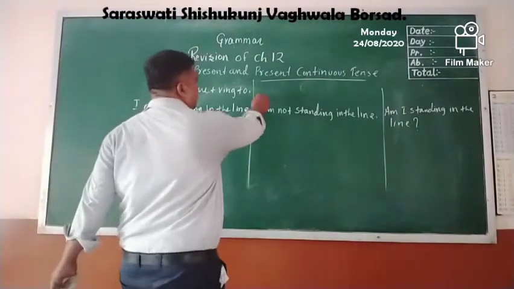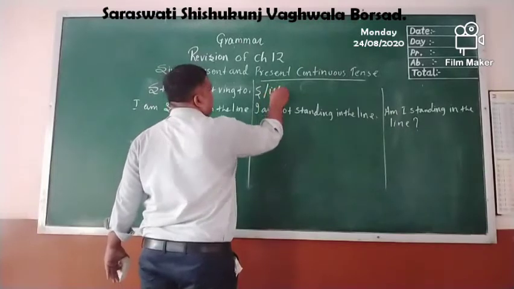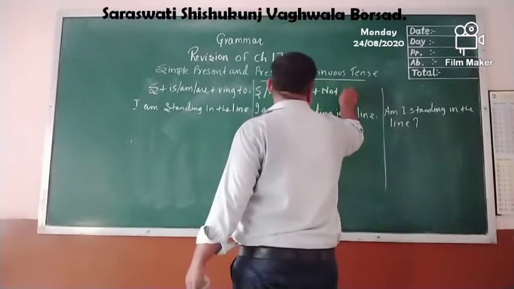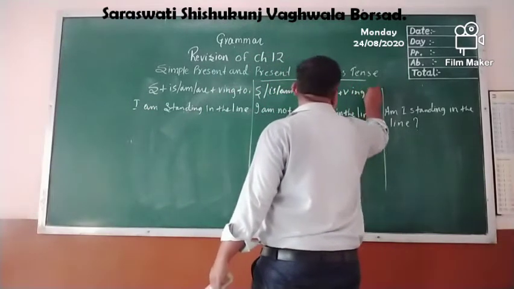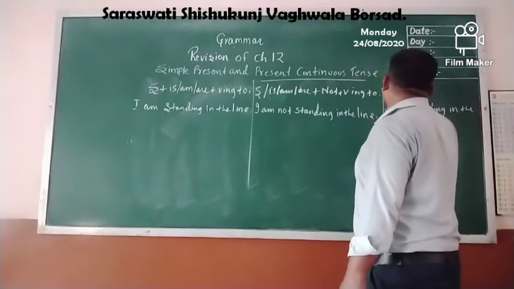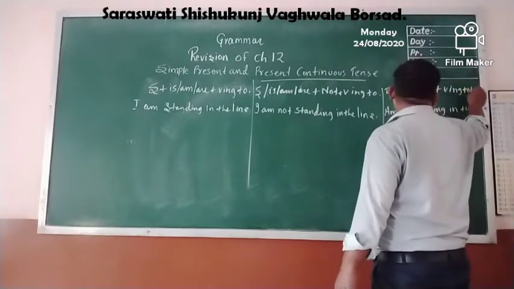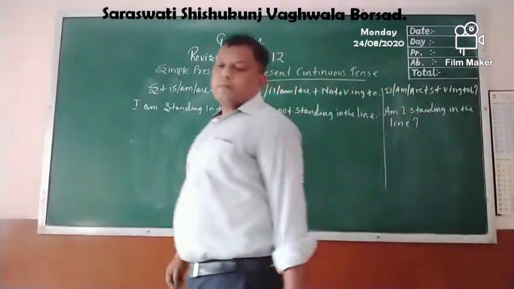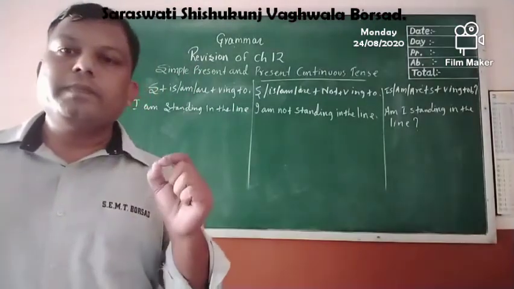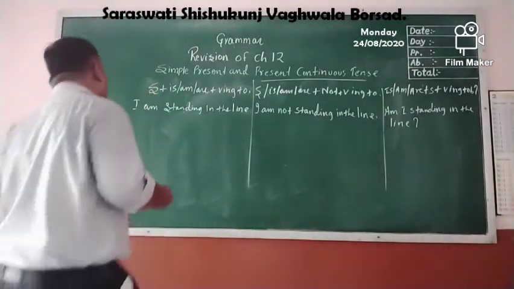Now what is the formula? Subject plus is, am, are plus not plus verb ing plus object. For the question: is, am, are plus subject plus verb ing plus object, and at the end question mark. So this is the thing that we need to keep in mind when we are talking about present continuous tense.